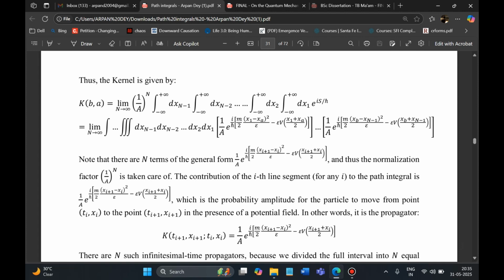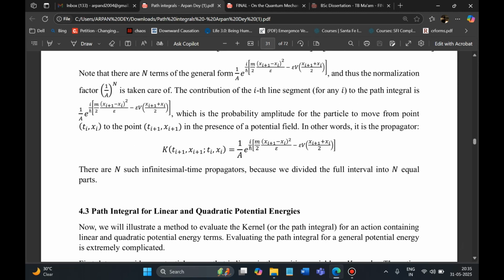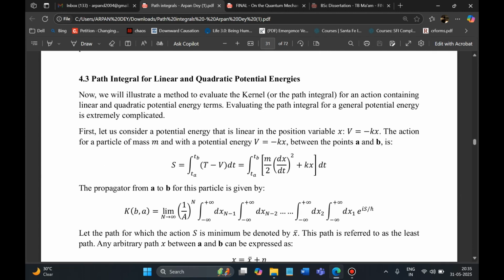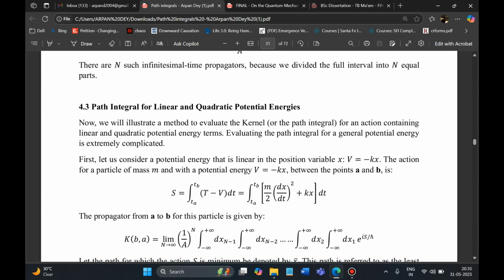So this is my expression for the kernel. Looks very complicated, I know. Right. Fine. So now we'll be discussing the path integral for linear and quadratic potential. This is for the general case. Here we assume the general potential V(x).